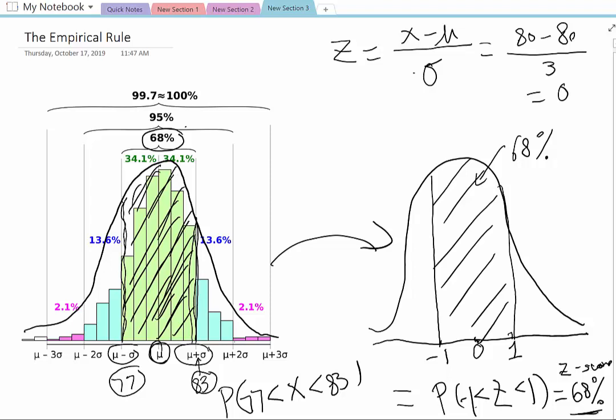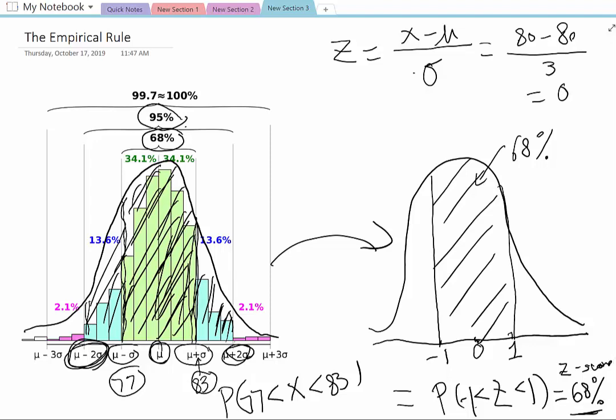That's our first part. The second part, let's look at two standard deviations away from the mean, and two standard deviations away to the left. So here, the total will be 95%. This tells us something: most people will be within two standard deviations above or below the mean.